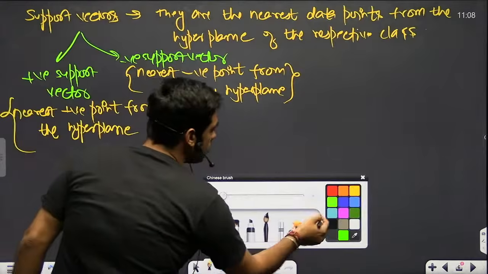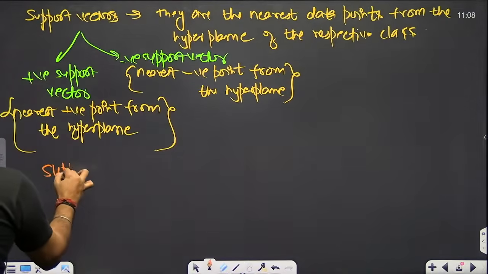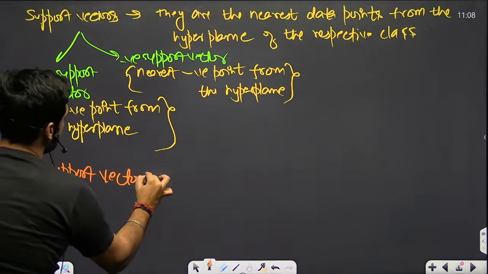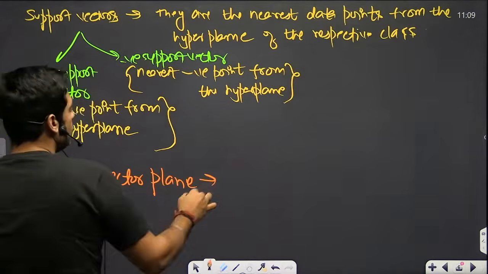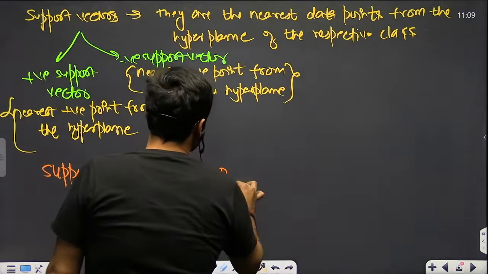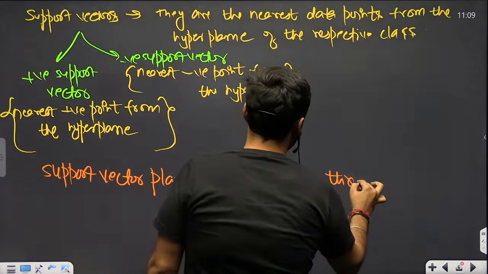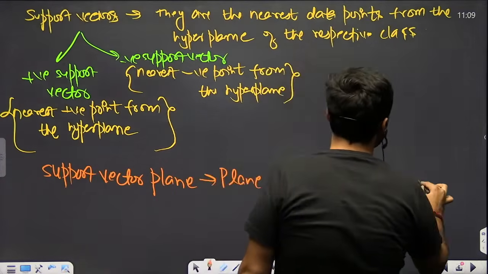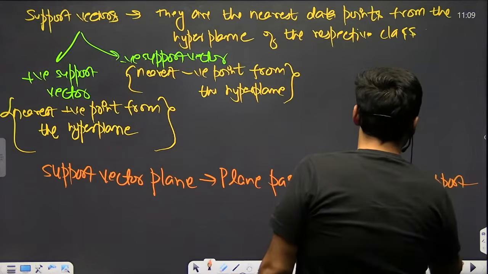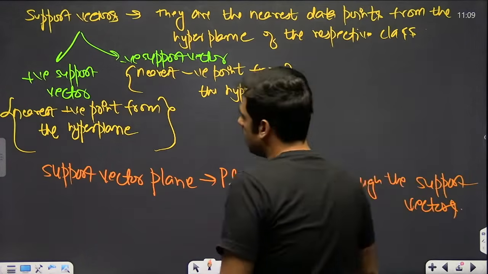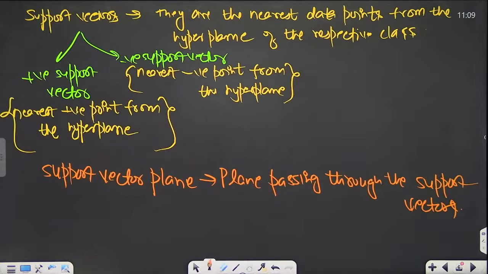And what is the support vector plane? I'll write it here. The plane passing through the support vectors. The plane passing through the support vectors is called the support vector plane. Okay, so please write it.